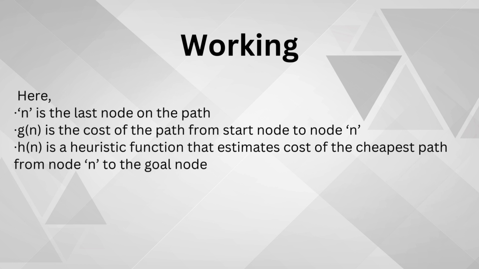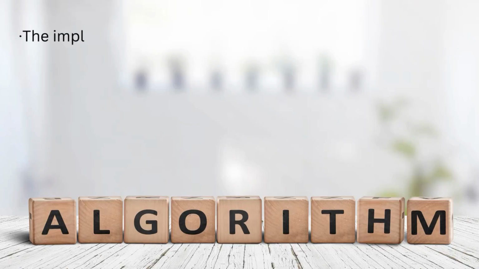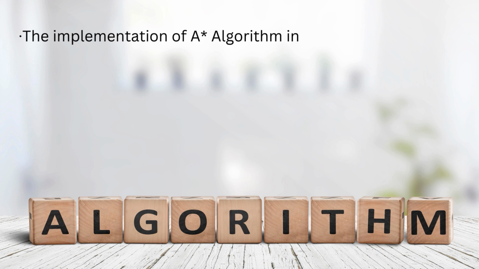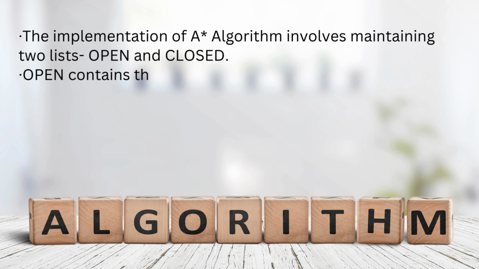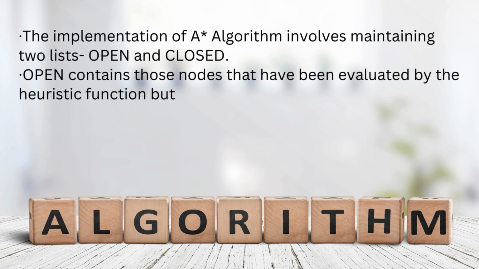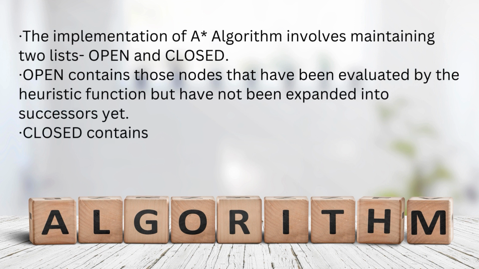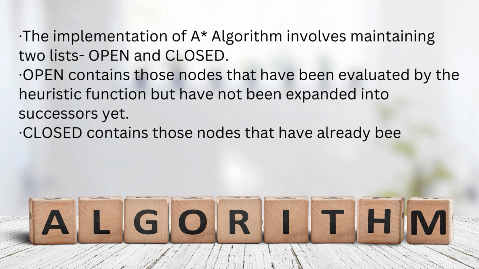So, the implementation of A star algorithm involves maintaining two lists, open and closed. Open contains those nodes that have been evaluated by the heuristic function but have not been expanded into successors yet. Closed contains those nodes that have already been visited. And the algorithm is as follows.